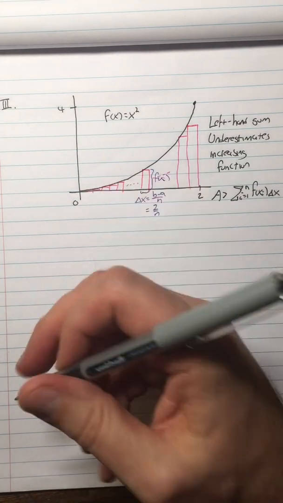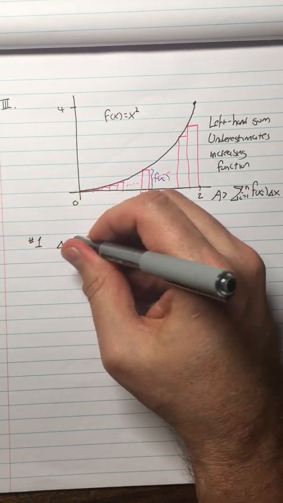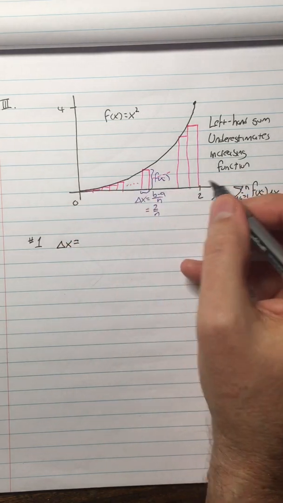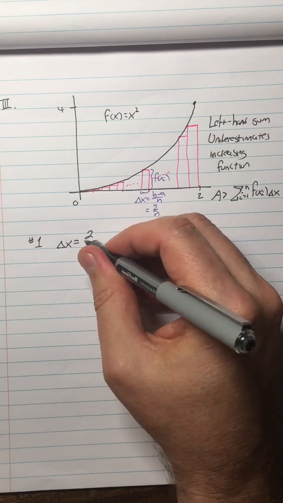Okay, hopefully you've had a chance to look at those. So now our number 1 question is, what is delta x? Well, delta x hasn't changed between the left and right hand sum. Delta x is the same. It's just 2 over n.